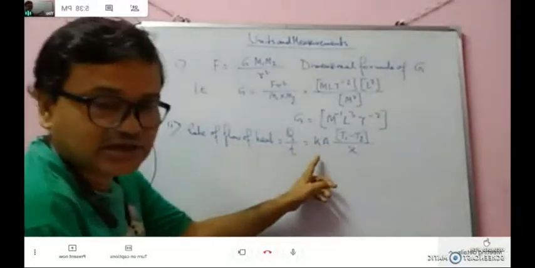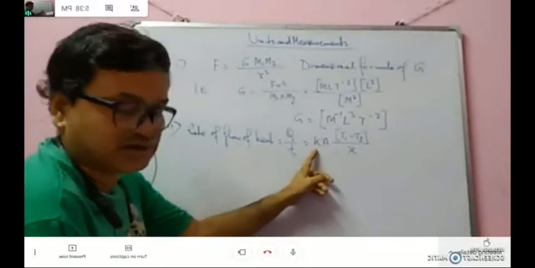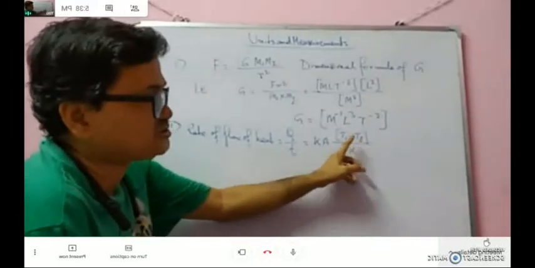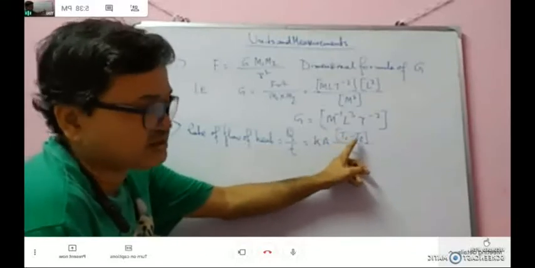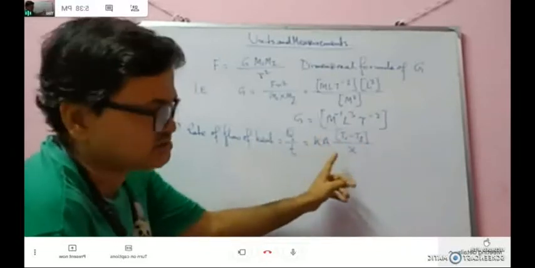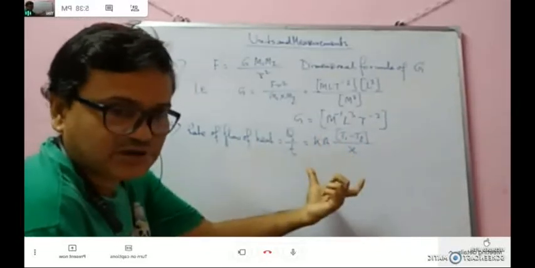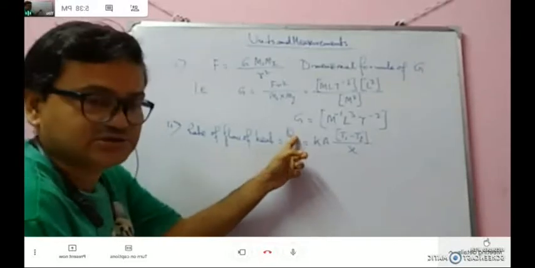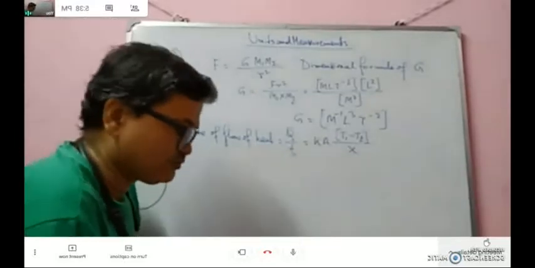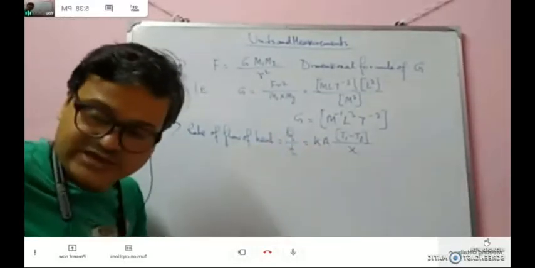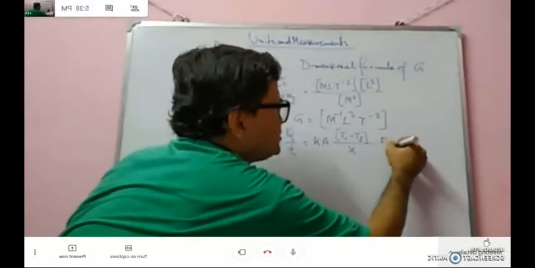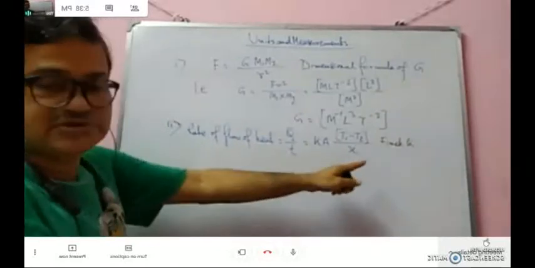This K is the thermal conductivity, A is the area, T1 minus T2 means temperature at the hot end and the cold end. That means high temperature and low temperature at both the ends, and x is the length of the conductor. Q is the heat energy and small t is the time. So from here, if we want to find the dimensional formula of K, so find K.